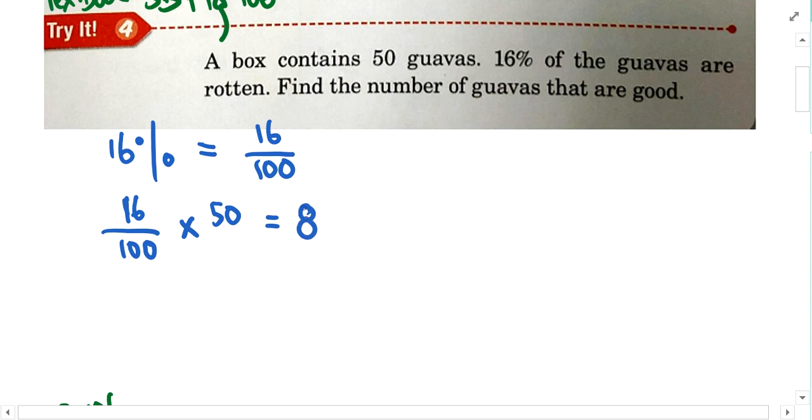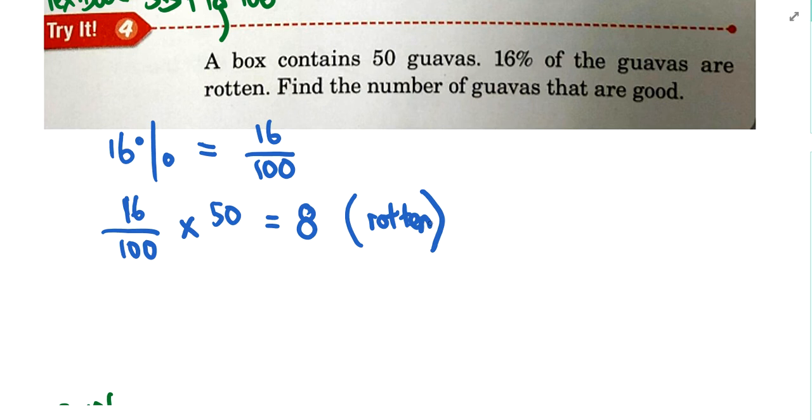So Azik, the 8 guavas, are they good or rotten? 16% are rotten. So we calculated 16% of 50 guavas is equivalent to 8. So these 8 guavas, are they good or rotten? Rotten, so I put in brackets so you understand. So these 8 guavas are rotten. But our job is not to find the rotten guavas. I need to find the good guavas.